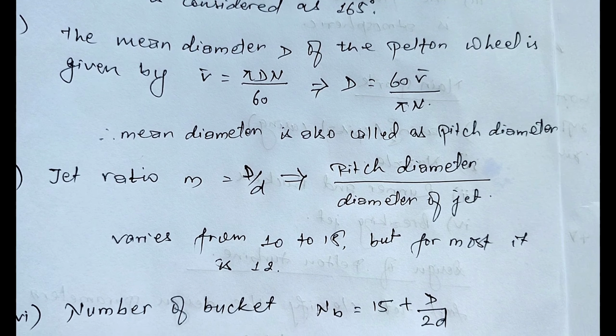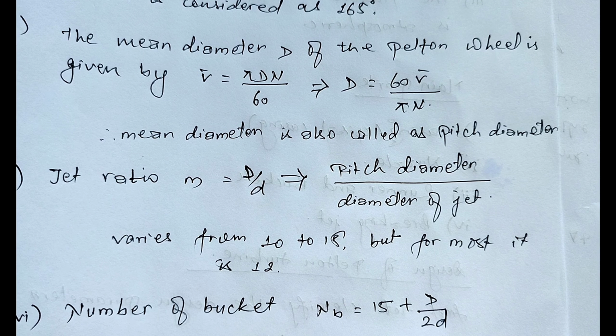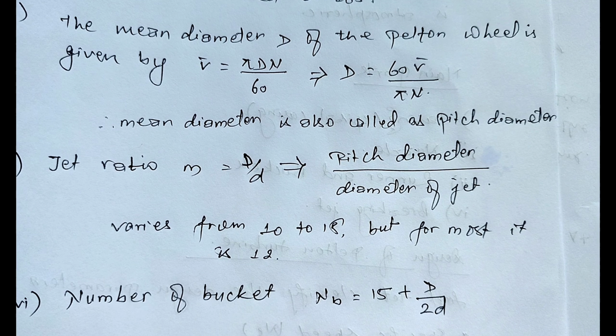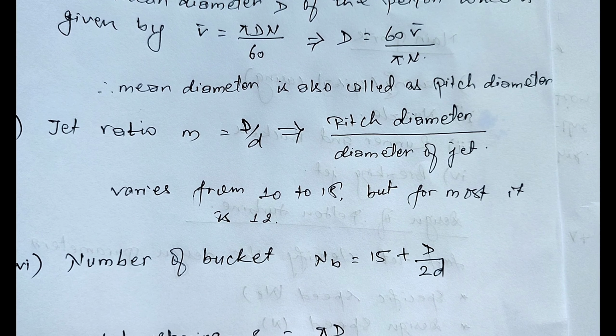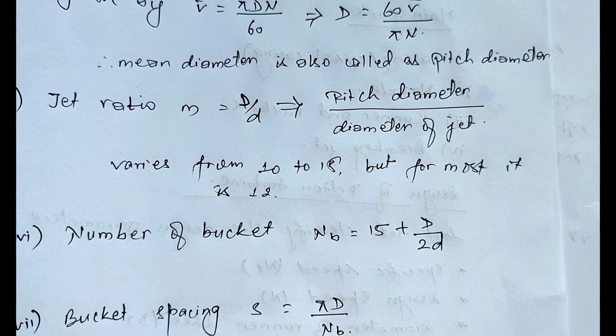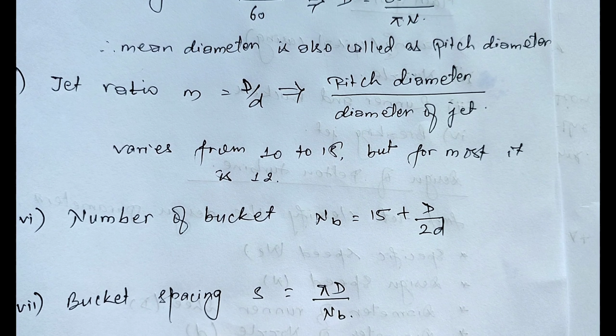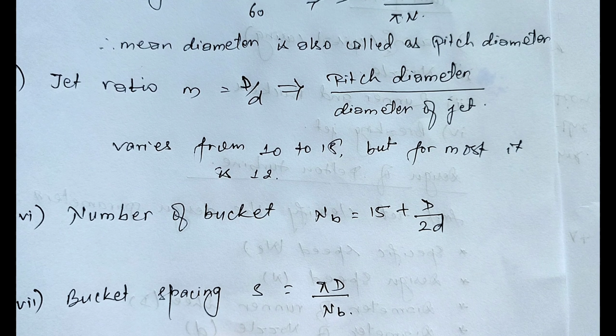After that, the number of buckets NB is calculated by using 15 plus capital D by 2d. And after calculating the number of buckets, we calculate the bucket spacing, that is, S equals pi D divided by NB.